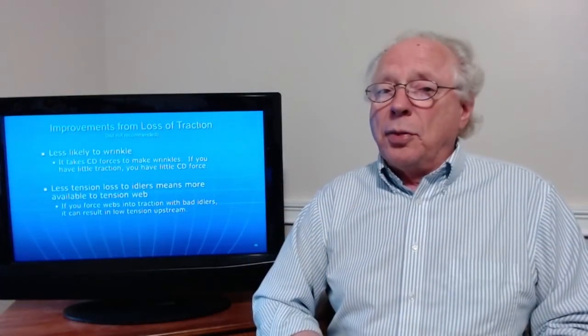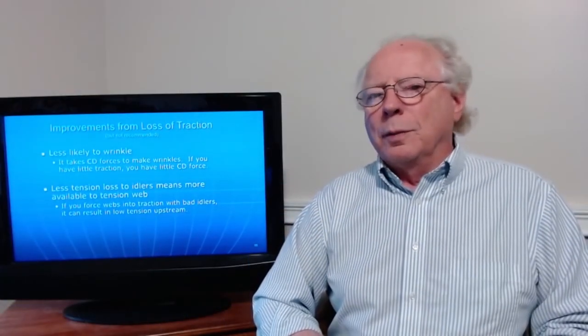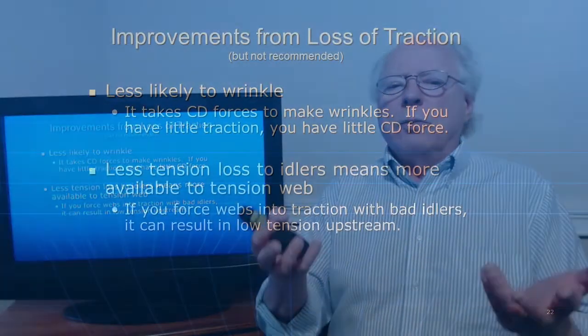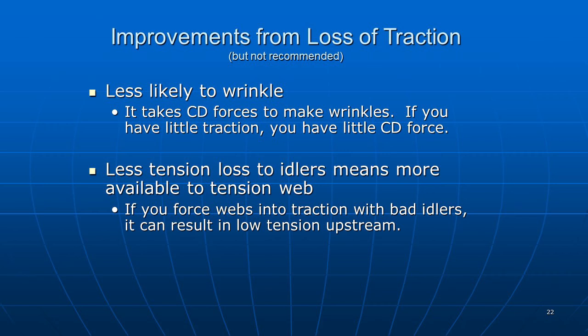Now, there are some things that improve from a loss of traction, but these are not recommended solutions. One is your web is less likely to wrinkle if it's sliding on a roll surface. It takes compressive forces in the web to make wrinkles, and if you don't have much traction, you may not be able to develop those compressive forces. In fact, if you have a web that has a lot of waviness in it and it's going over a sliding surface, that will typically cause it to flatten out.